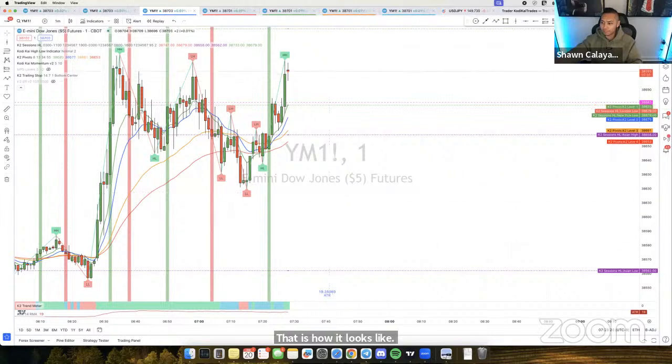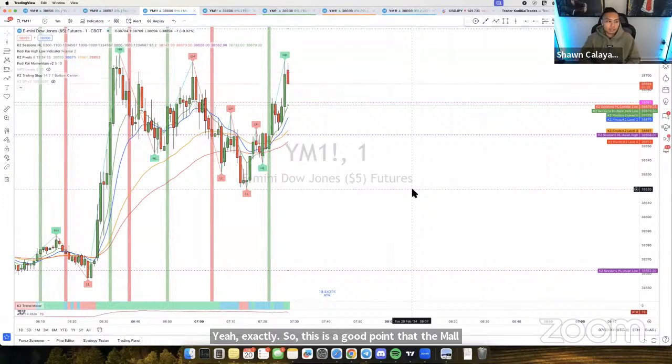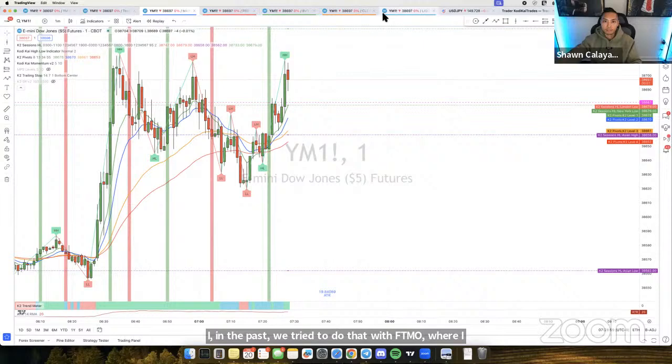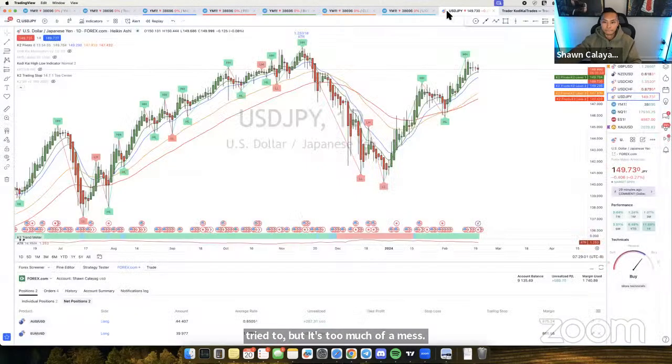Sisu said, don't let Steven hear that you talked about gold, right? Vimal said, very difficult to trade pairs at the same time. Yeah, exactly. This is a good point that Vimal mentioned. He said it's very difficult to trade pairs like that or different assets because you have to adjust your contract size and your ATM as well, your TP and stop loss. So that's another reason why I wouldn't trade them, because it's just too much work. In the past, we tried to do that with FTMO, where I traded NASDAQ, but it's too much of a mess.